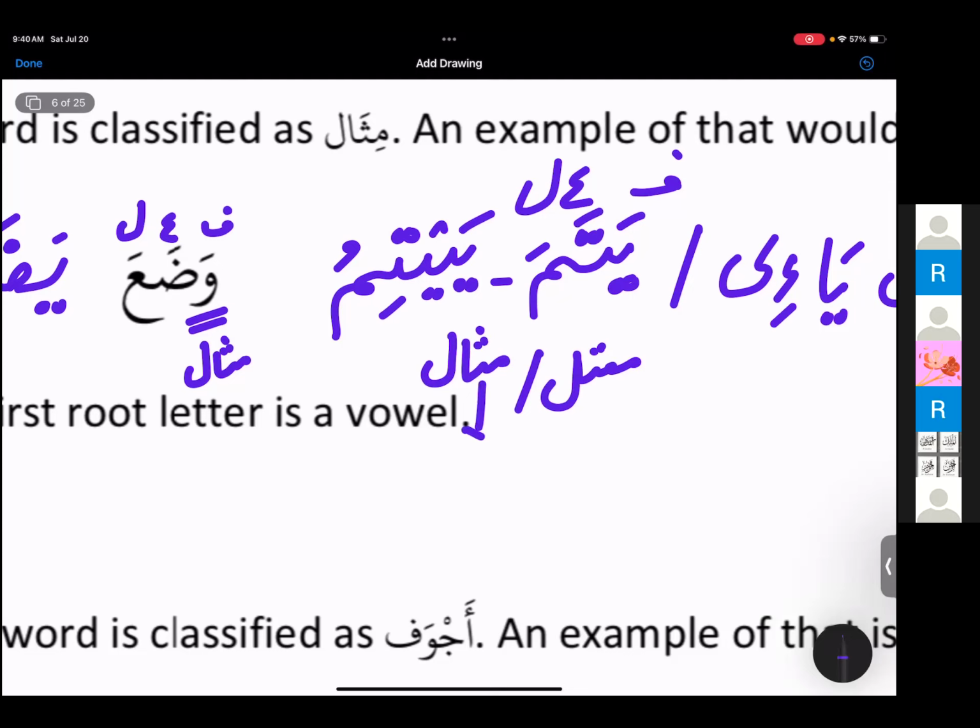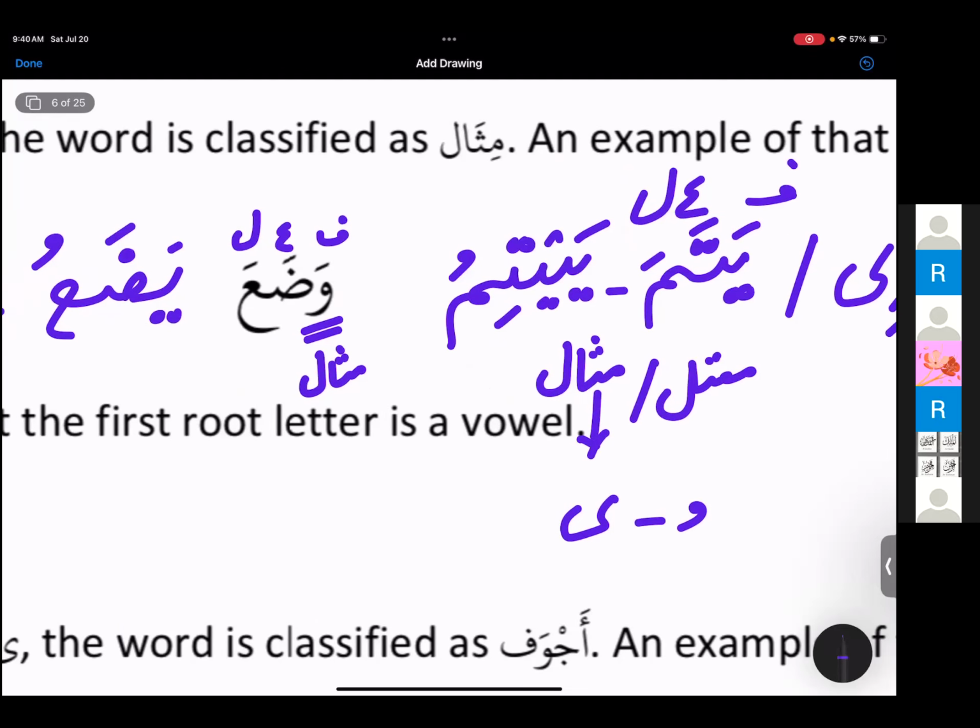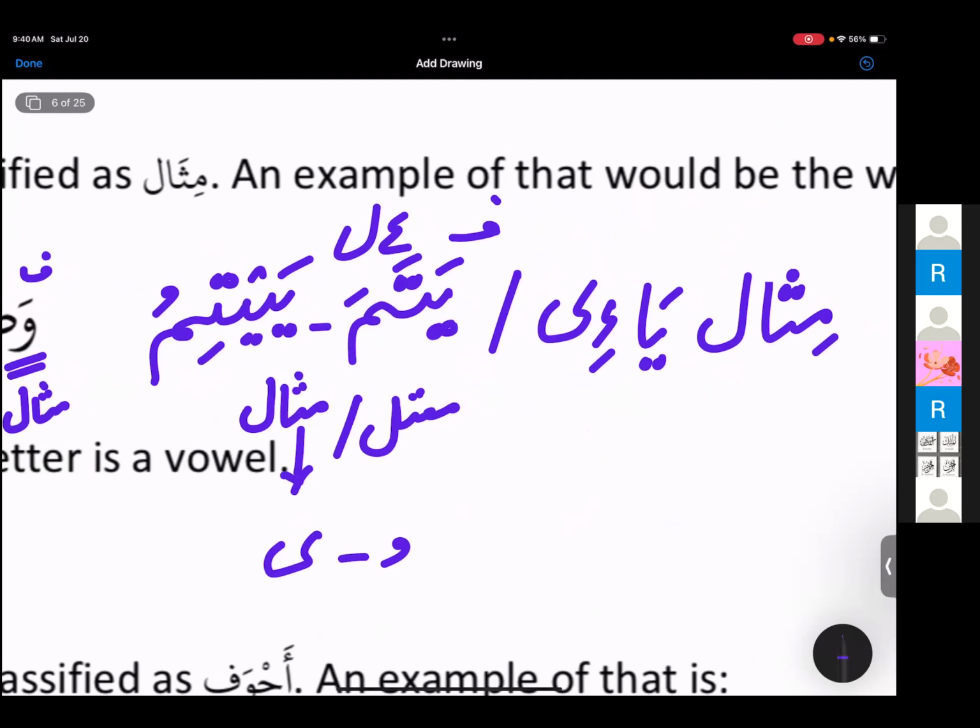Further, I'm going to dissect misal, what kind of misal it is, because we say that either fa kalima is going to be waw or ya. In the first example, fa kalima is waw, so I'm going to call it misal wawi. Yes, this is misal, but this is wawi because it has waw in it.